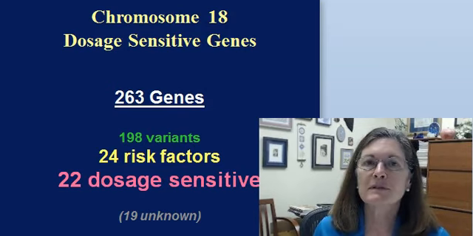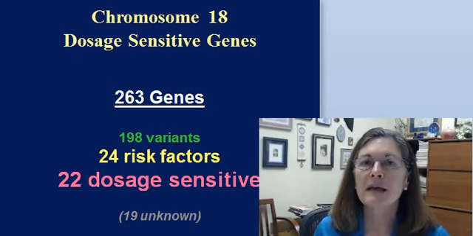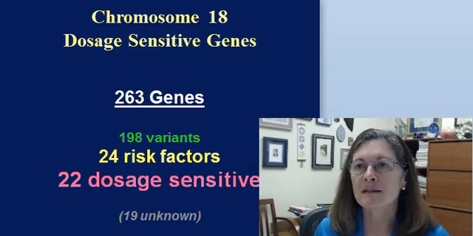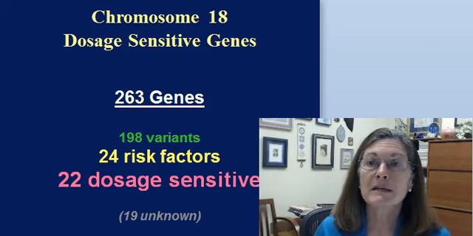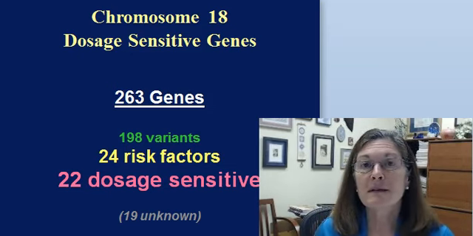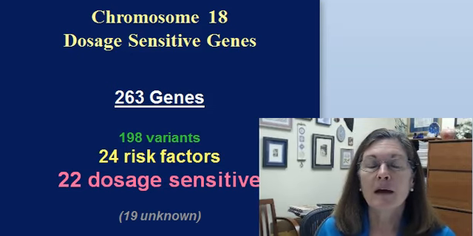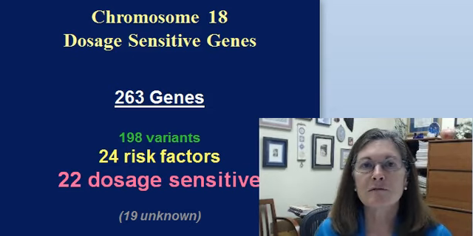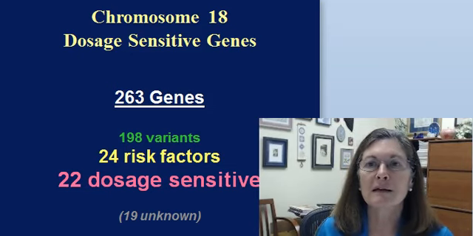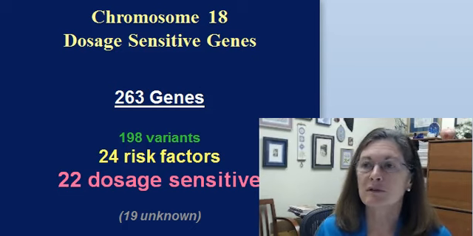And these are the numbers of genes in each of those categories so far. You can see 198 are considered variants by us, and that's the vast majority of genes on chromosome 18. So there's not so many that we really are concerned about. 24 are risk factors, 22 at this time are considered dosage sensitive, and 19 are completely unknown. Those are the ones we are investigating if they're in a phenotype region of interest.